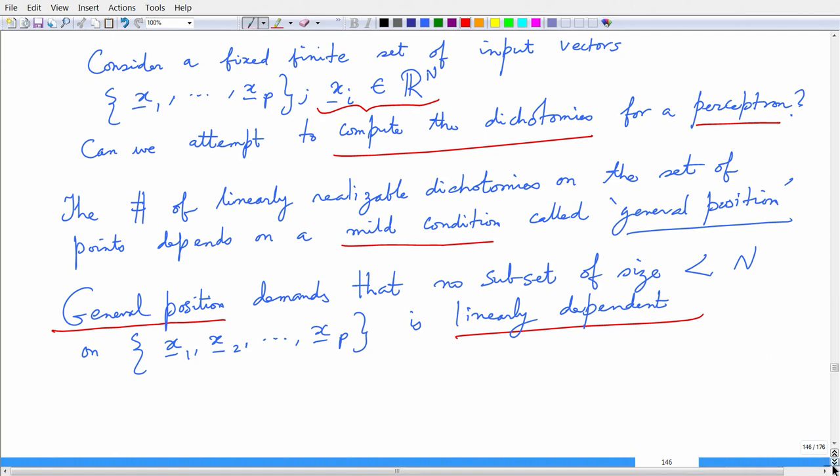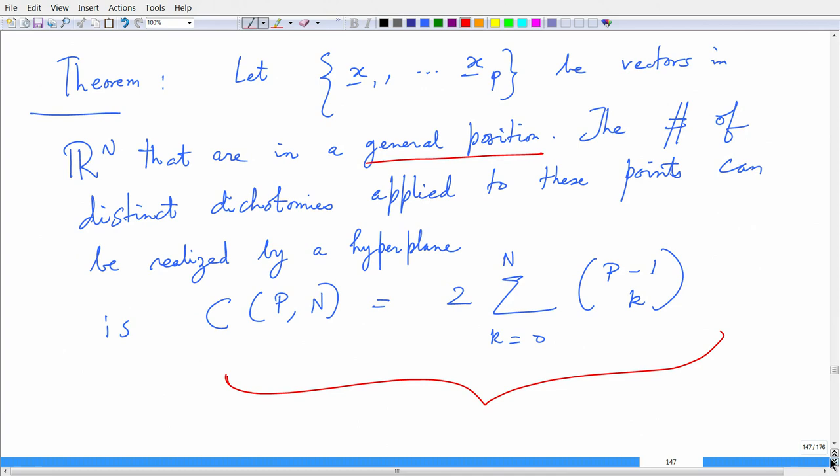Now, with this, we get towards the statement of the theorem. Let this set x1, x2, and so on till xp be vectors in R^n that are in a general position. You should recall what general position is. The number of distinct dichotomies applied to these points that can be realized by a hyperplane is given by this combinatorial quantity, C of p comma n, where I have p points and my dimension is n. This is given by 2 times the summation k equals 0 to n minus 1 of (p minus 1 choose k).